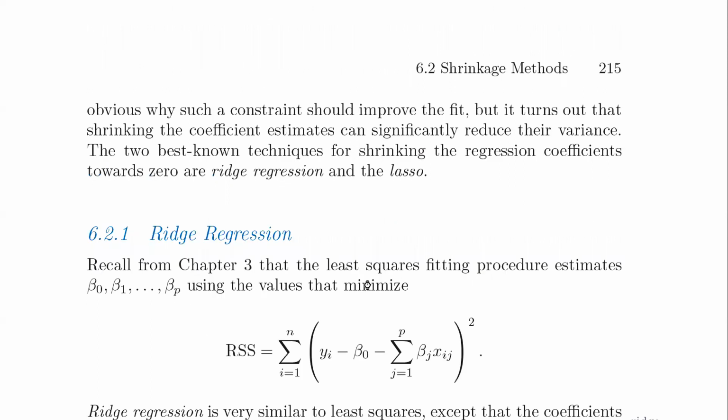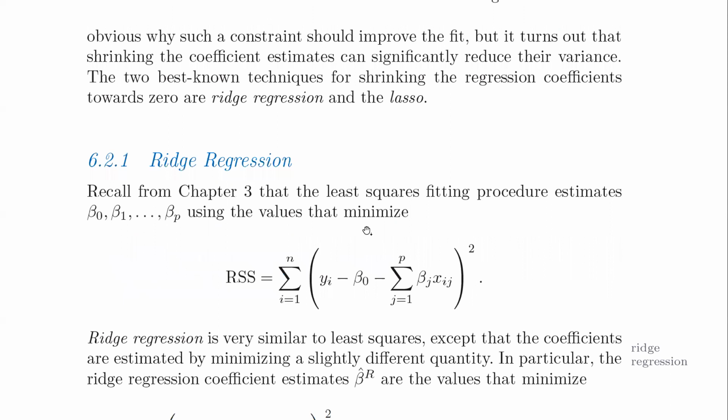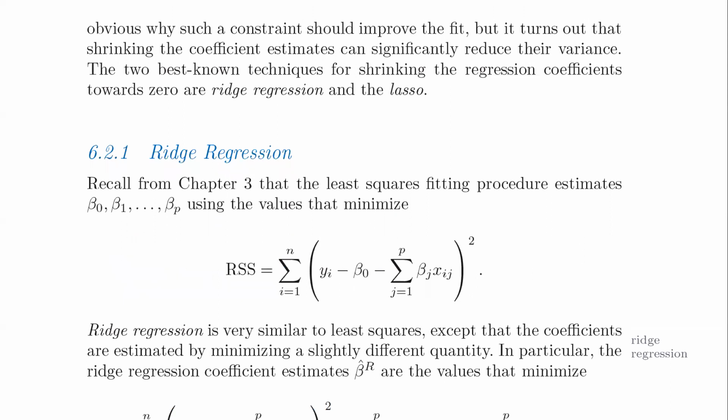It may not be immediately obvious why such a constraint should improve the fit, but it turns out that shrinking the coefficient estimates can significantly reduce their variance. And that's something we're trying to do, right, usually. Minimizing the variance and minimizing the bias. The two best known techniques for shrinking the regression coefficients towards zero are ridge regression and the lasso.